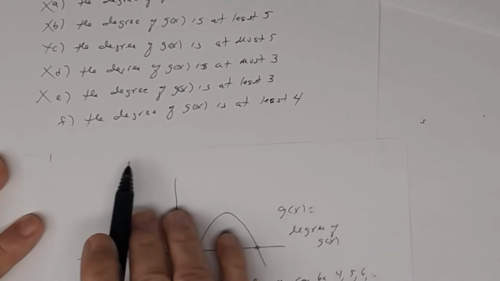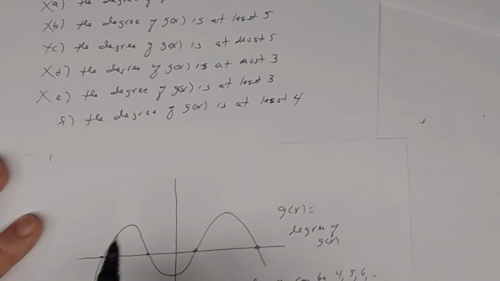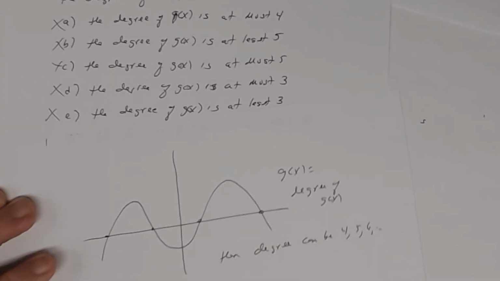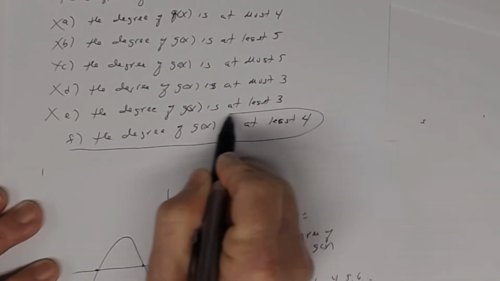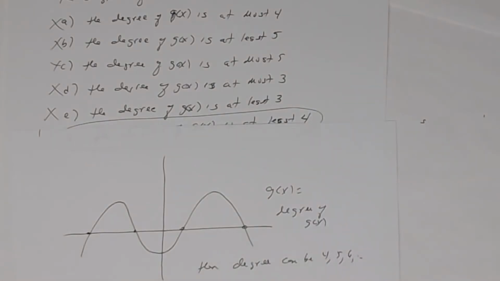And then there's only one choice left, right? So hopefully this is it. The degree of g of x is at least 4. And that's true, at least 4: 4, 5, 6. So that's it. So the answer is F. Okay? All right, let's look at another one. Let's do another one like this.